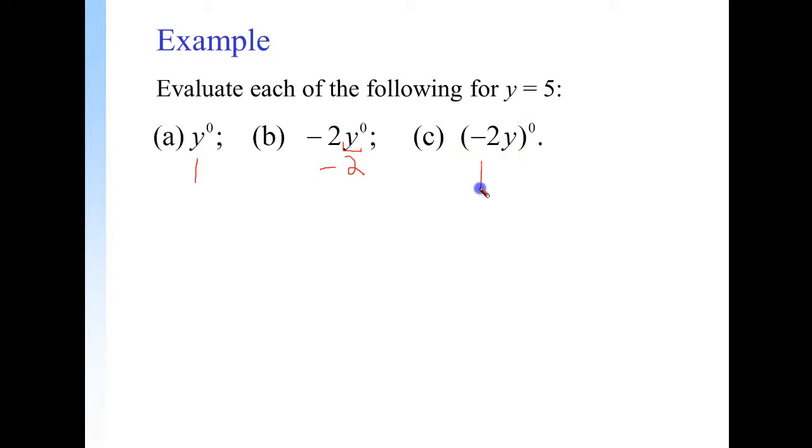This is 1. And by the way, in this case, we were supposed to put 5 in all these, but it didn't make any difference at all. So if you put a 5 here, 5 to the 0 power, that's 1. Negative 2 times 5 to the 0 power, 5 to the 0 power is 1, so that's negative 2. And this would be negative 2 times 5, negative 10 to the 0 power, still 1. Okay.